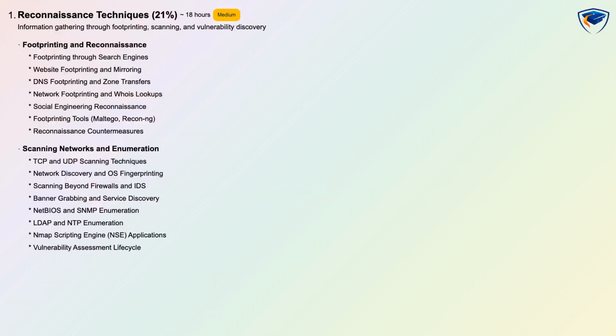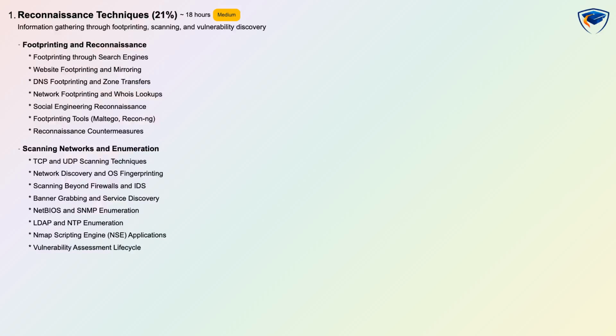Reconnaissance techniques at 21% focuses on information gathering through footprinting, scanning, and vulnerability discovery so you can build accurate target profiles. You will learn search engine footprinting, website mirroring, DNS and zone transfer techniques, whois lookups, social engineering reconnaissance, and tools like Maltego and Recon-ng plus reconnaissance countermeasures.